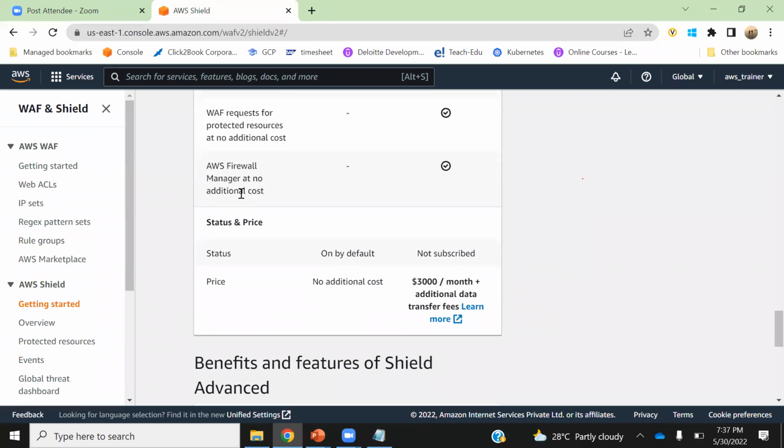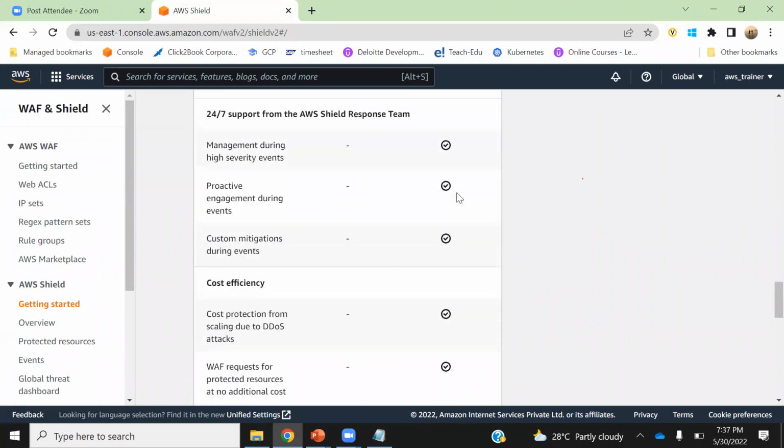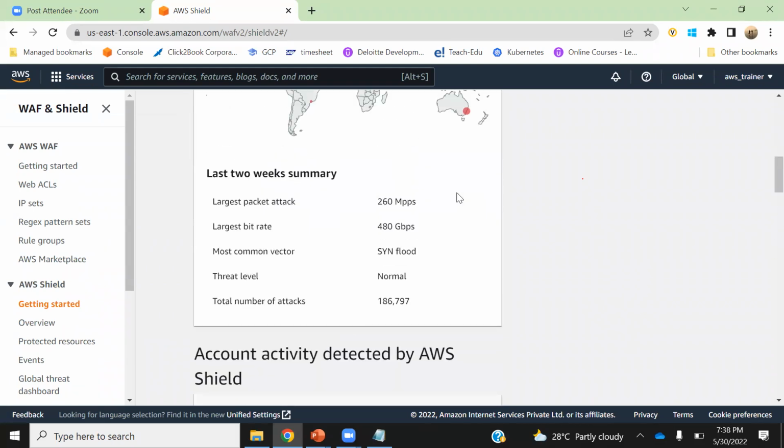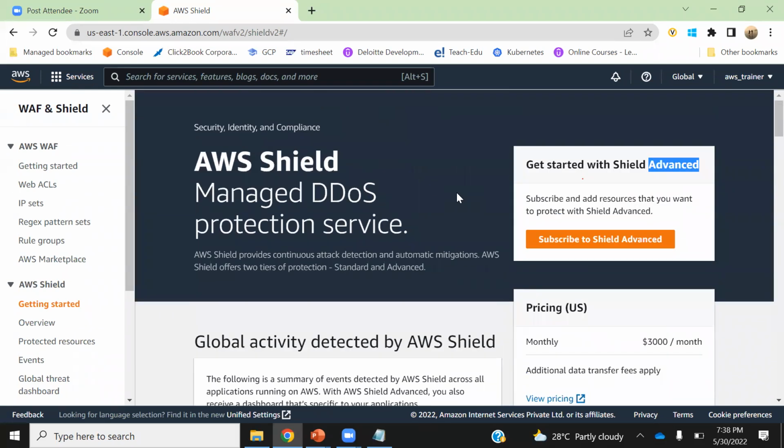AWS Firewall Manager, a number of additional costs. So there are more protections. You can read through this. But on a very high level, I will tell you only one thing, that it will protect you from a DDoS attack, and that DDoS attack can deny the actual user service, which is not good for your business. Hence you would always want that such fake traffic should be filtered out before it reaches your server.